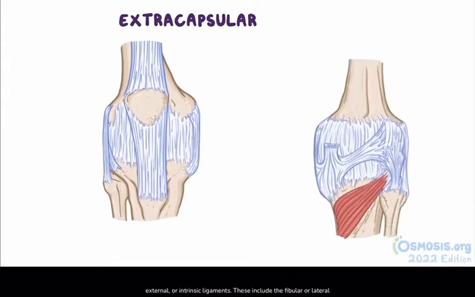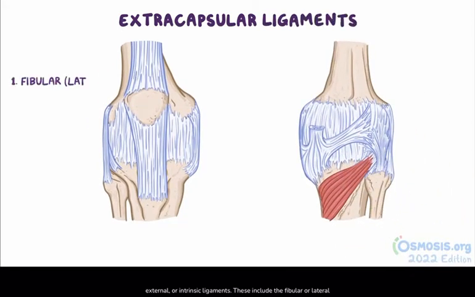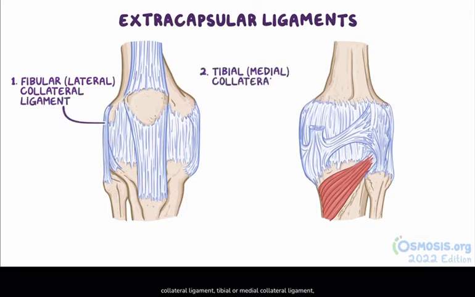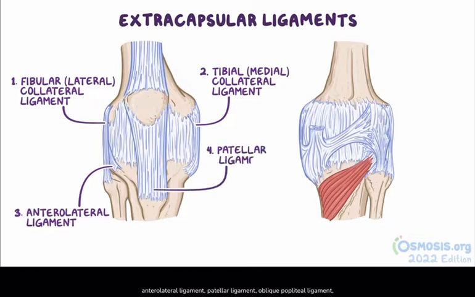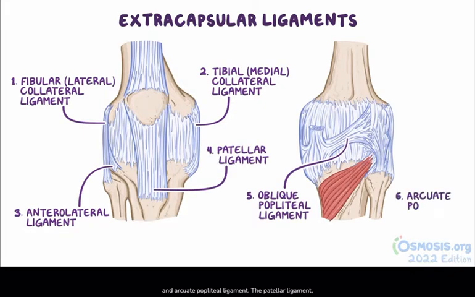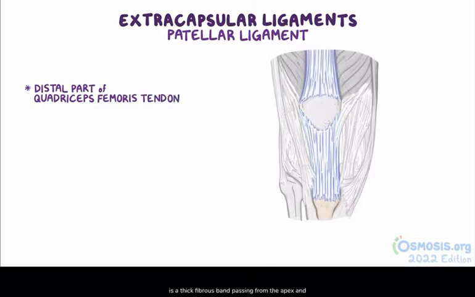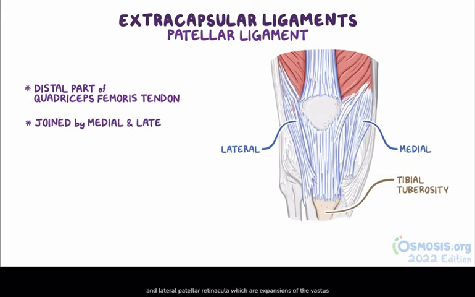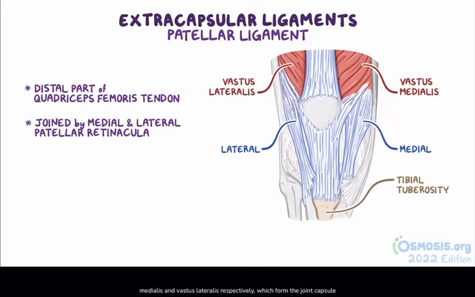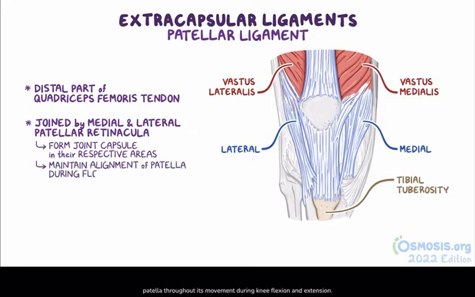Now, the joint capsule is strengthened by 6 extracapsular, external, or intrinsic ligaments. These include the fibular or lateral collateral ligament, tibial or medial collateral ligament, anterolateral ligament, patellar ligament, oblique popliteal ligament, and arcuate popliteal ligament. The patellar ligament, the distal part of the quadriceps femoris tendon, is a thick fibrous band passing from the apex and adjoining margins of the patella to the tibial tuberosity. On its lateral sides, it is joined by the medial and lateral patellar retinacula, which are expansions of the vastus medialis and vastus lateralis respectively, which form the joint capsule in their respective areas and help maintain alignment of the patella throughout its movement during knee flexion and extension.